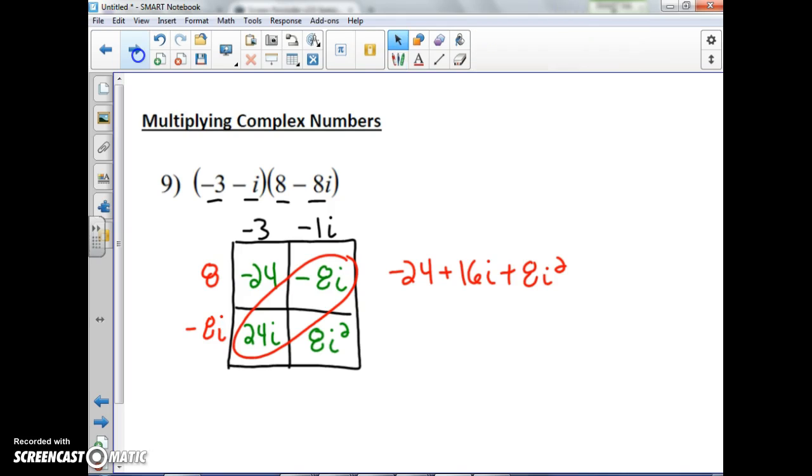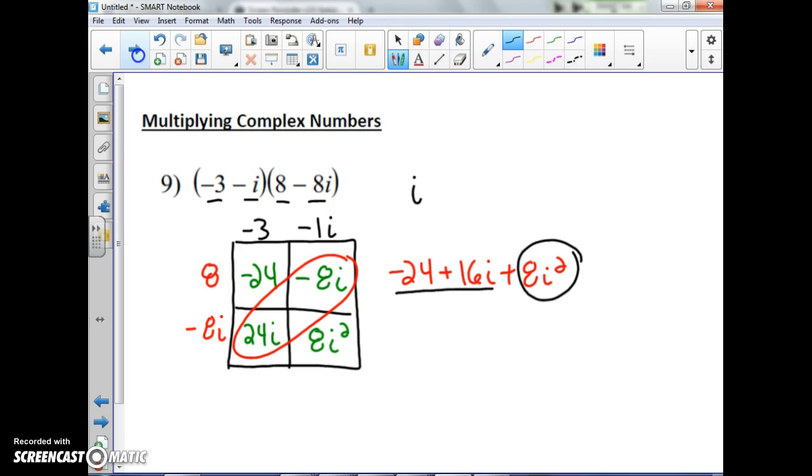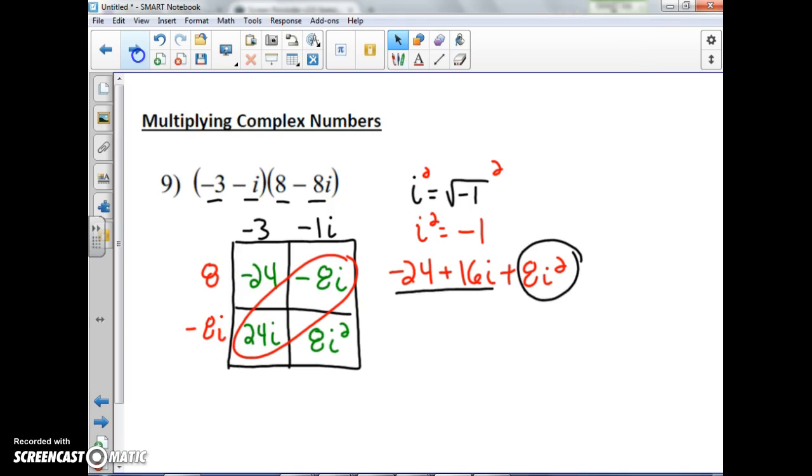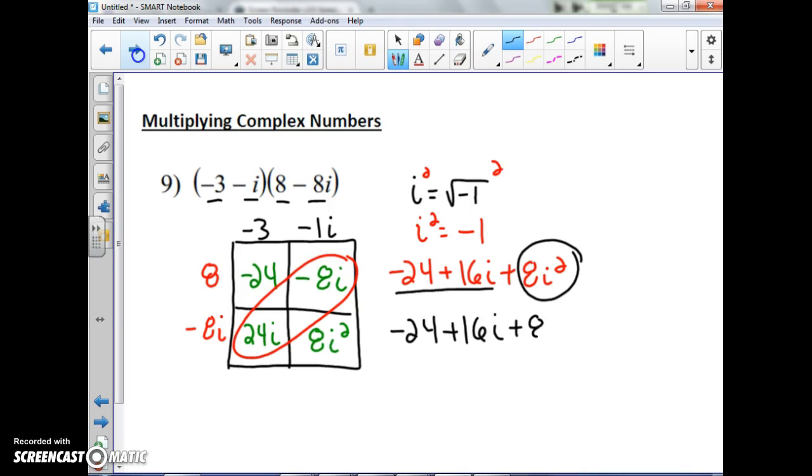Well, now I have something I've seen before, but I've never seen anything like that before. So how do I deal with that? Well, remember, I said that i is the same thing as the square root of negative 1. Well, what does that mean about i squared? Well, if I were to square both sides, i squared is the same thing as negative 1. Okay, so I just got rid of the square root by squaring both sides. So whenever I see i squared, what I can do is replace the i squared with negative 1.